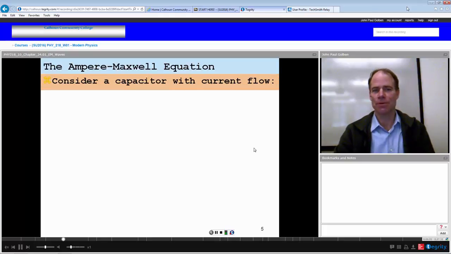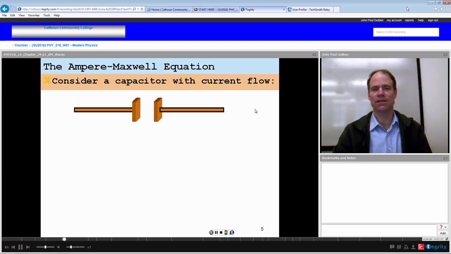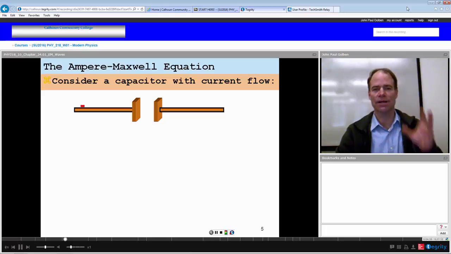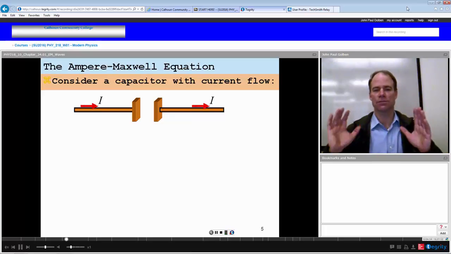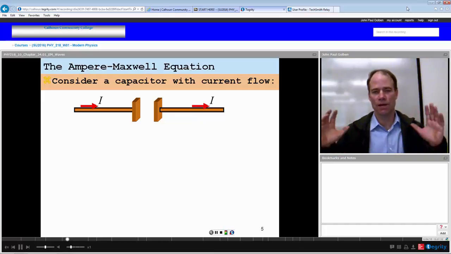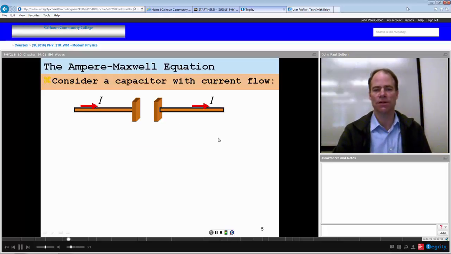Here's an example of this brilliance. Consider a capacitor with current flow. We have a circuit that's running. It's got a capacitor. A current is running in, charging these plates, and we have a current running out. So we have a functioning circuit here with a capacitor in the middle.